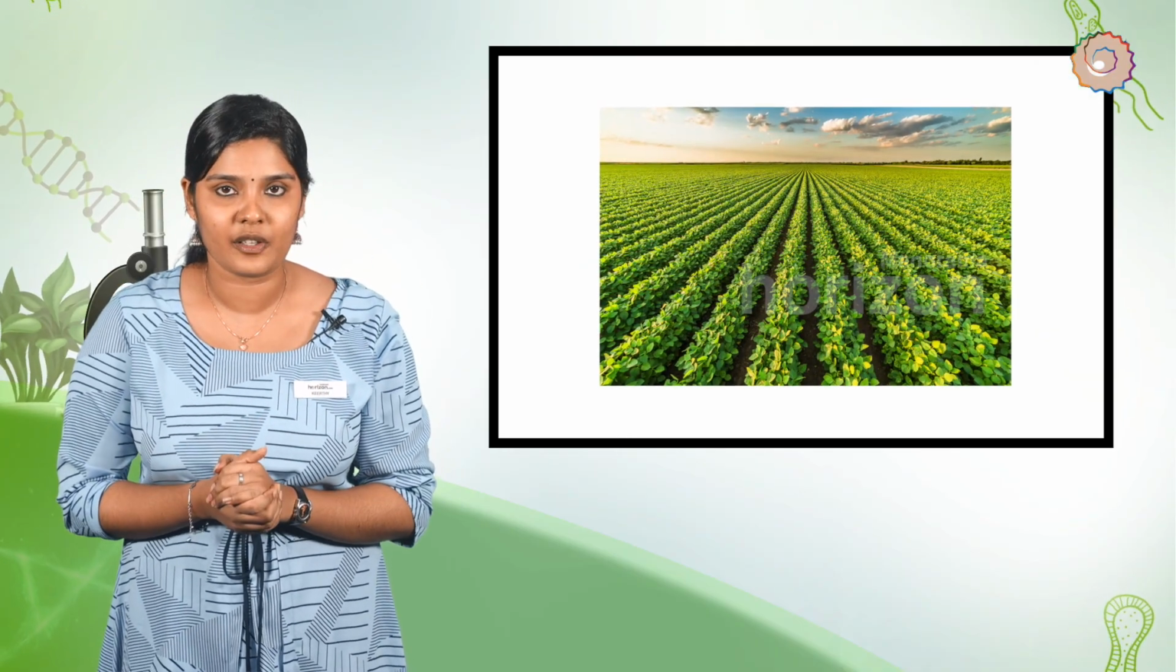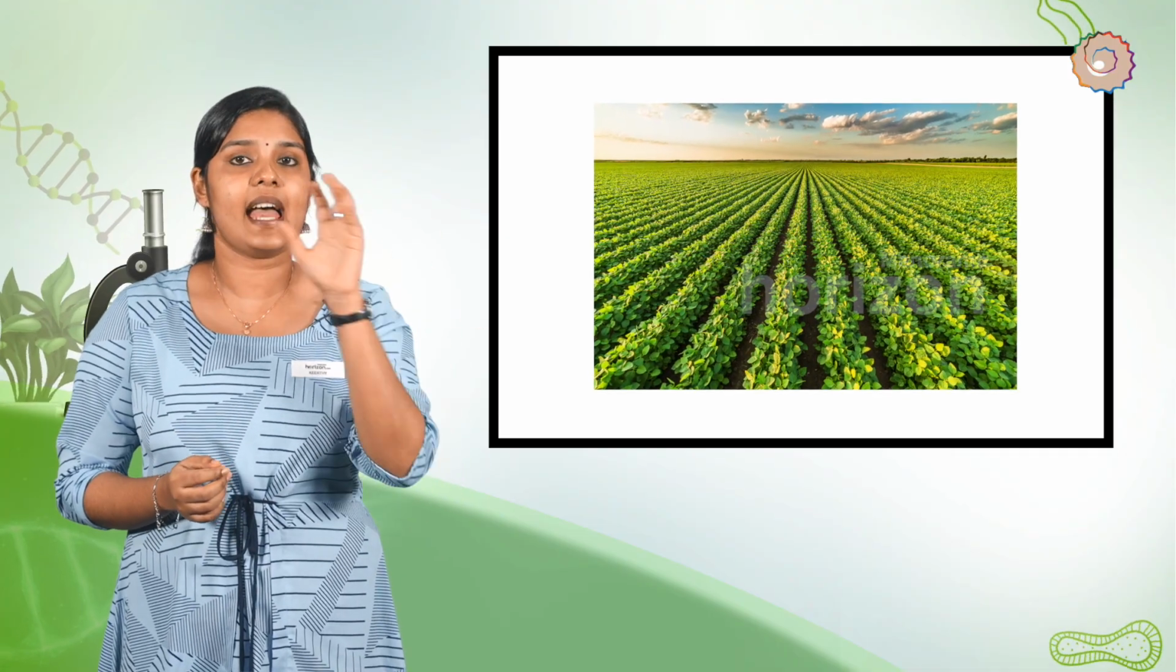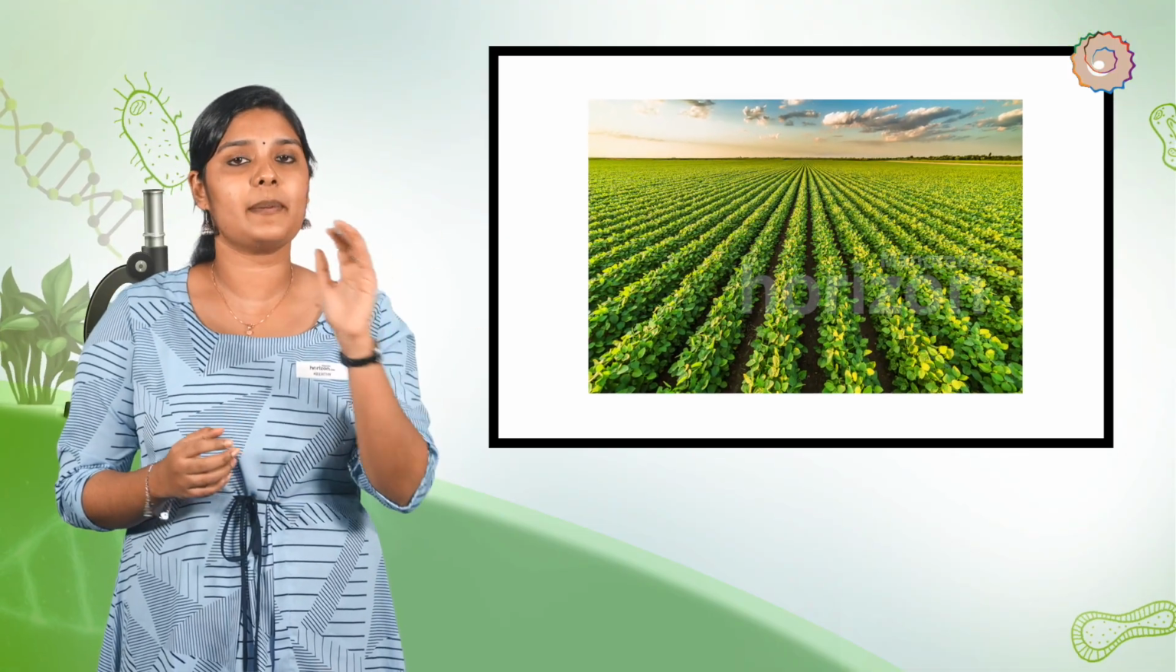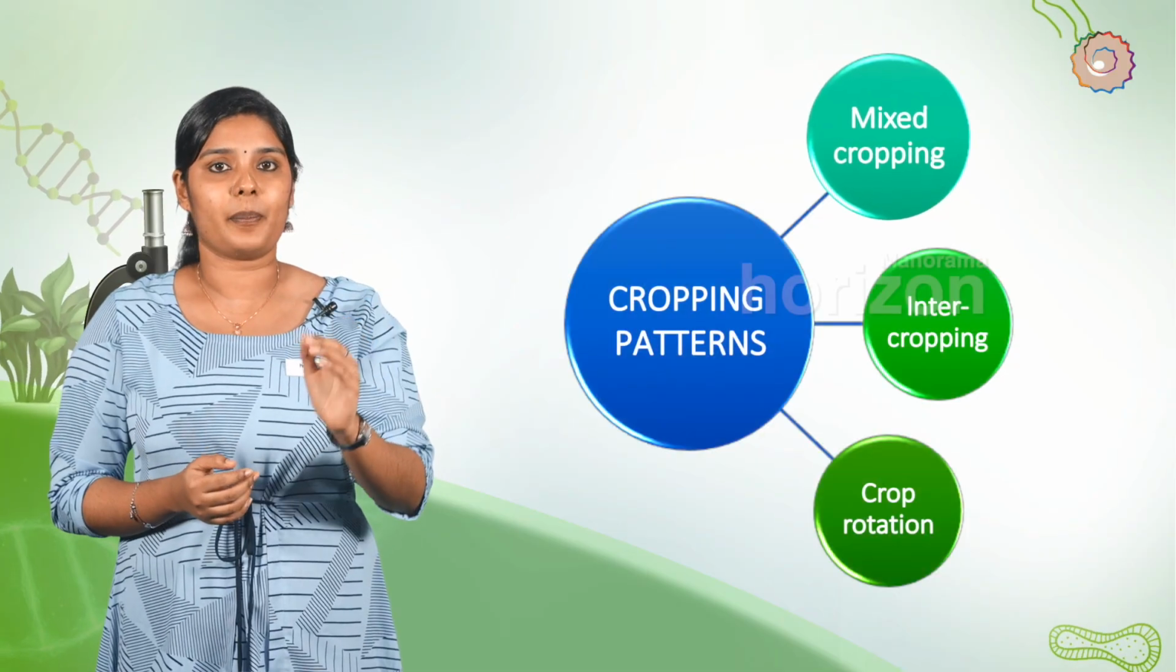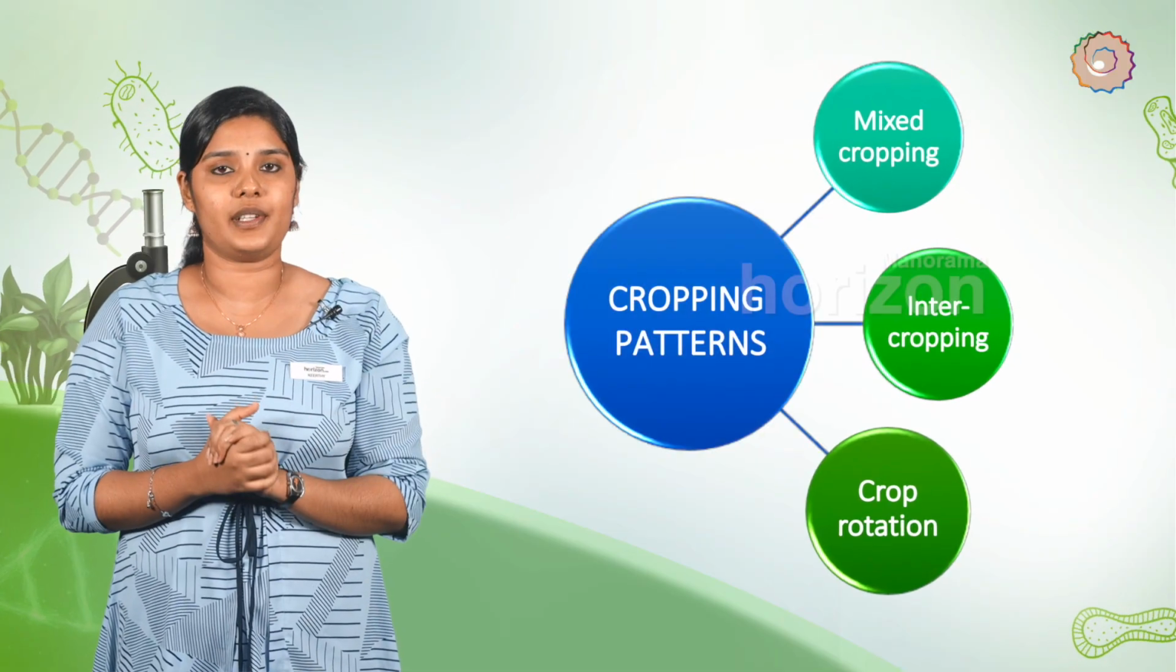Cropping patterns. Cropping patterns refers to the crops, crop sequences and management techniques used in a particular agricultural field over a period of years. In order to get maximum benefit from the piece of land, different patterns of growing crops are followed. These are mixed cropping, intercropping and crop rotation.